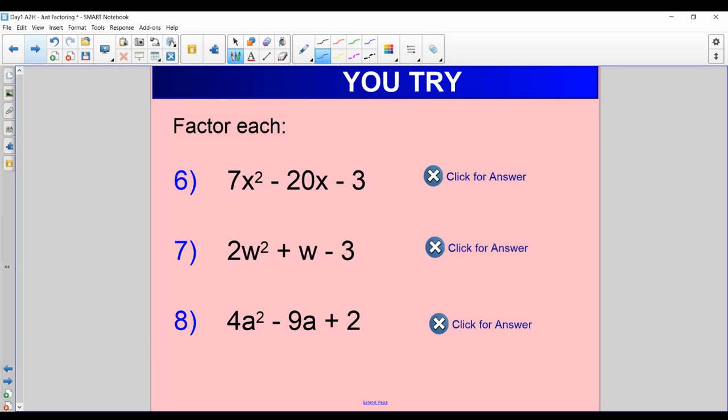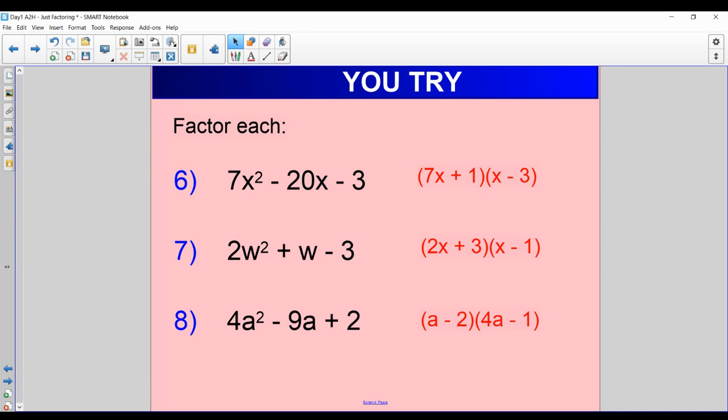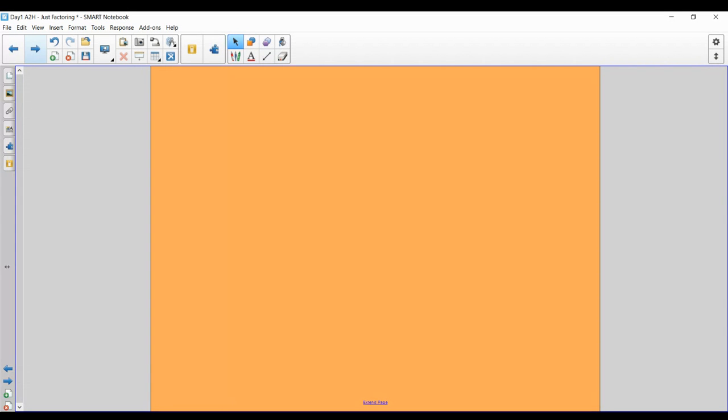Okay, so I would pause the video, look at each of these, and try whichever method you like. So pause if you don't want to see the answers. I'm going to show the answers real quickly here in just a minute. Okay, after you come back from a pause, here are your answers. Okay, so that is the factoring with a leading coefficient that is not 1.